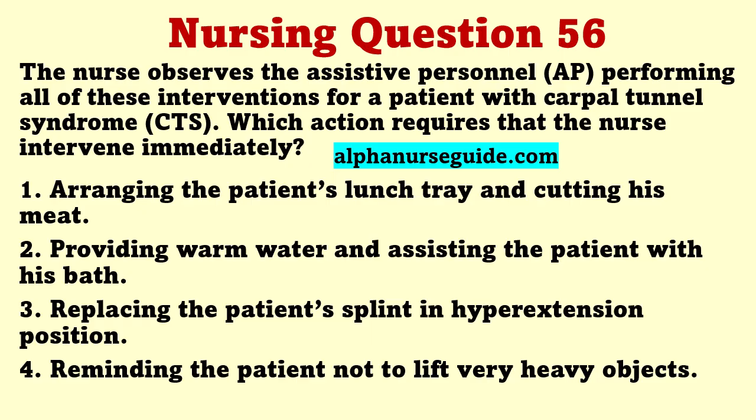The correct answer is 3. Replacing the patient's splint in hyperextension position. Rationale: when a patient with CTS has a splint to immobilize the wrist, it is placed either in the neutral position or in slight extension, not hyperextension. The other interventions are correct and are within the scope of practice of an AP. APs may remind patients about elements of their care plans that have already been taught, such as avoiding heavy lifting.